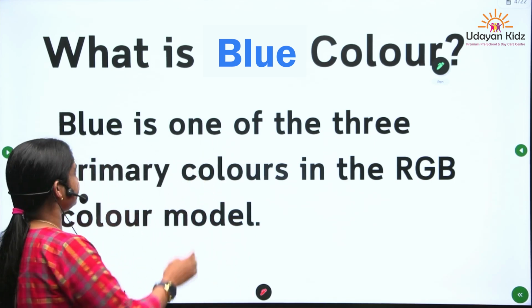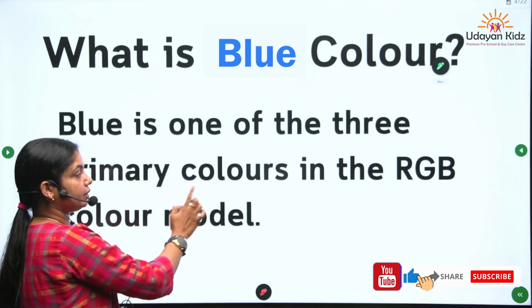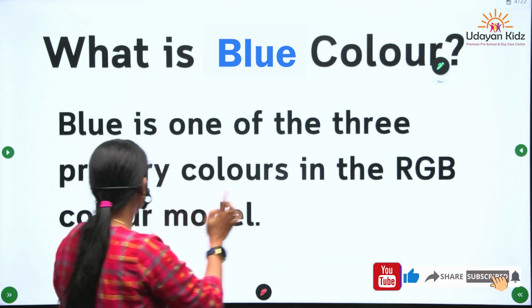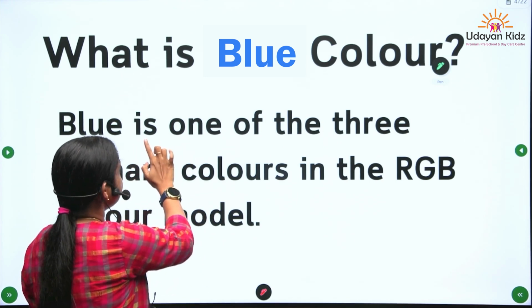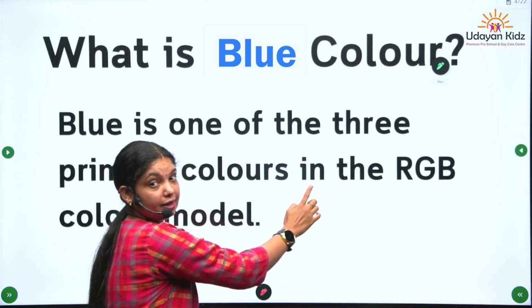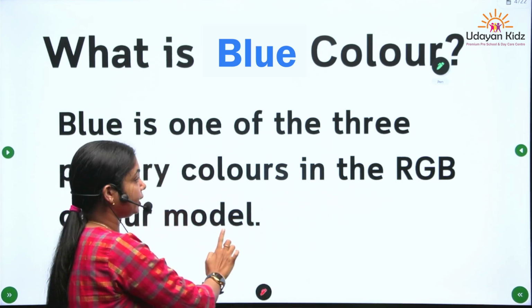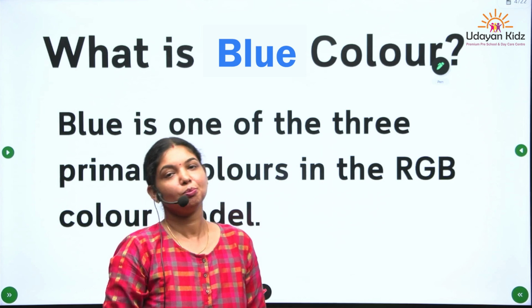Let's learn about this. Blue is one of the three primary colors in the RGB color model. RGB means red, green, blue. Okay?